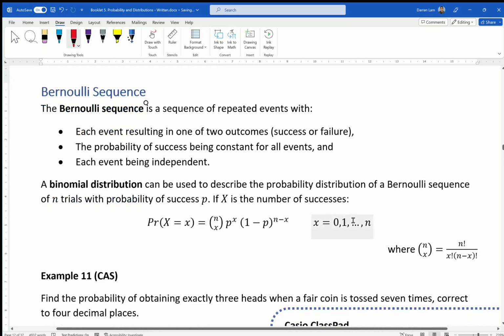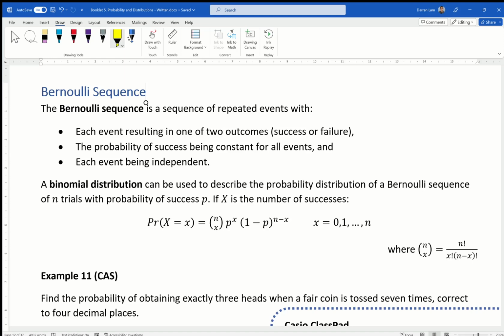You know I love my conditions, so here are our conditions for our Bernoulli sequence. Three conditions. First one is that each event results in one of two outcomes. So basic example, coin flip, success or failure, that's it, right? If I'm rolling a dice, it's not 1 out of 6, or 1, 2, 3, 4, 5. It's not one or the other. But it could be getting an even number. That would be fail or success, right? So it's each event resulting in one of two outcomes.